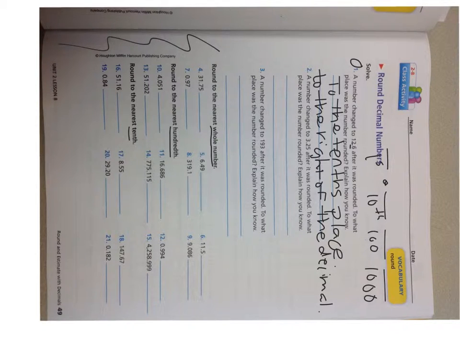So go ahead and do number 2 and 3. It's the same type of question. It's asking you what place the number was rounded to. So make sure you're looking at that last digit, and that last digit tells you what place it was rounded to. Let's do a couple of these problems together on the bottom.